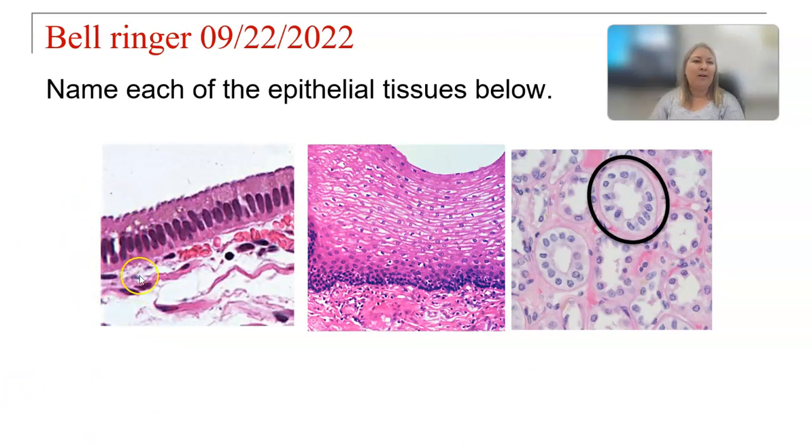Our first one here, try to identify a single cell. This is sideways, so you can't really tell, but it is a rectangle. Always look for those nuclei. Those nuclei will be very helpful in identifying where one cell starts and the next begins. So these round oval structures are the nuclei, and you can see that there's a single cell layer. So this is called simple columnar epithelium.